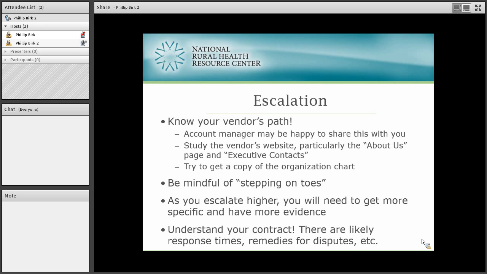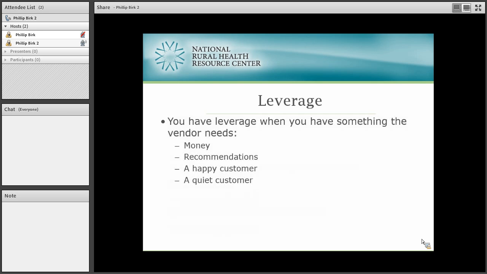Usually your account manager is happy to share this with you. Talk to them and say, what is my escalation path? And they might be really glad to tell you and even give you information on that. Every now and then study your vendor's website. Look at that executive contacts, that About Us page. See if there's any changes. Try to read between the lines. Getting a copy of that org chart.